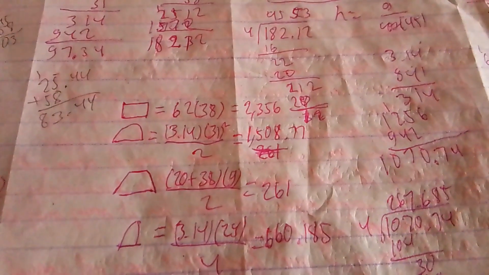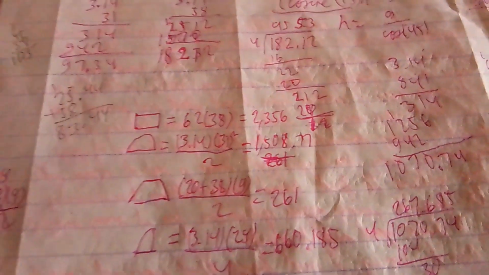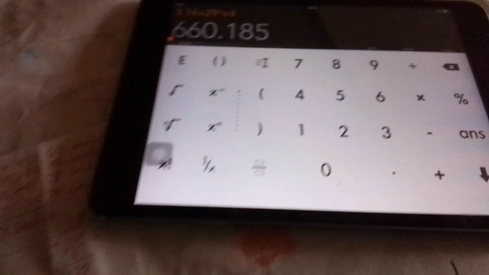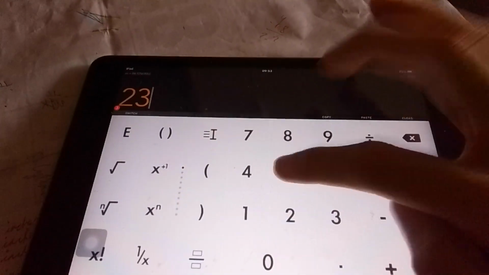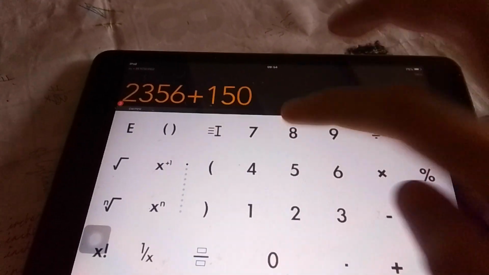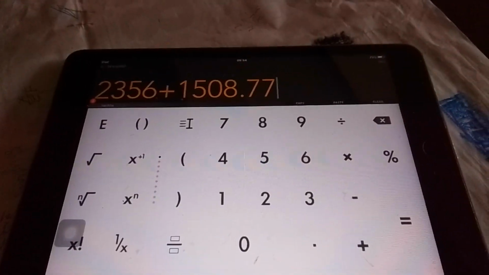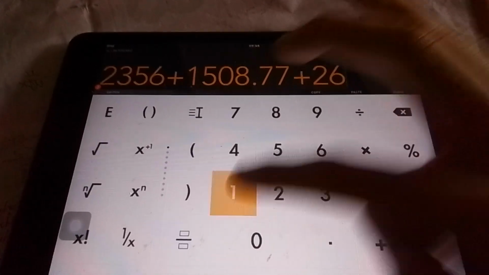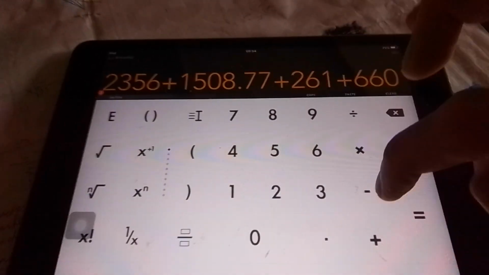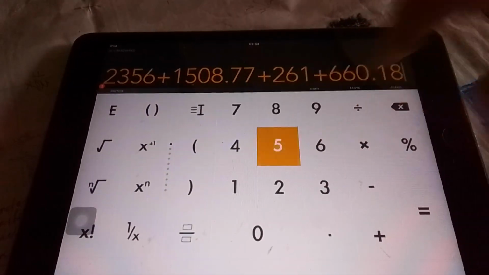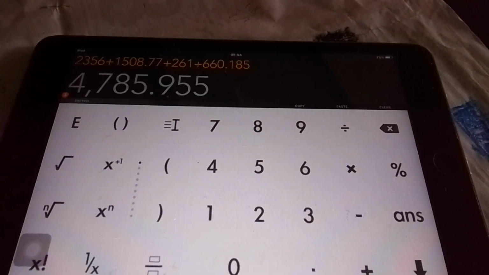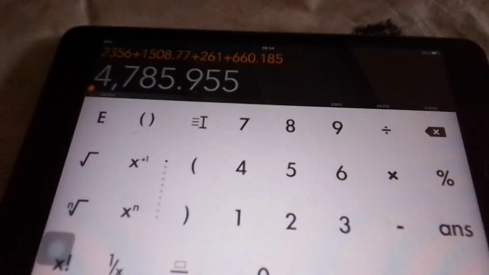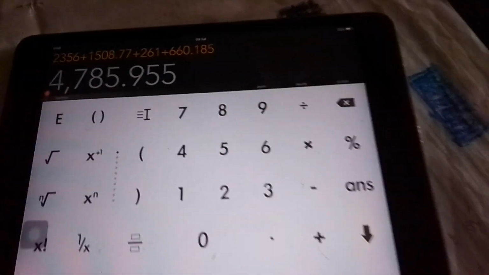Now, let's add up everything. Para mas mabilis, okay, let's use the calculator na lang. Para hindi tayo ubos ng time. Okay? So, 2356 plus 1508.77. Remember, what does this come from? The semicircle. Plus the 261 and plus 660.185. Which comes from the half 1/4 circle. Which gives you an area of 4,785.9555 square inches. So, let's write it down.